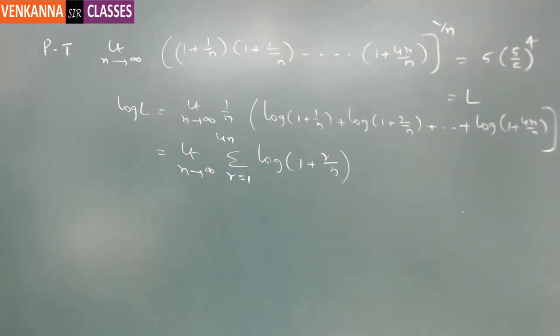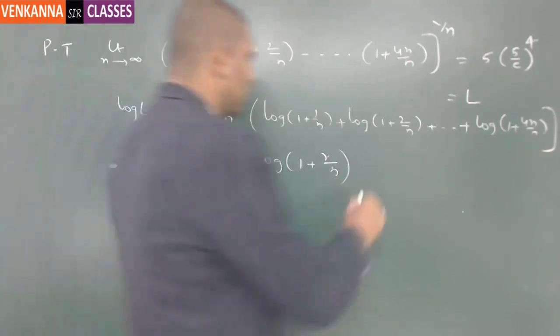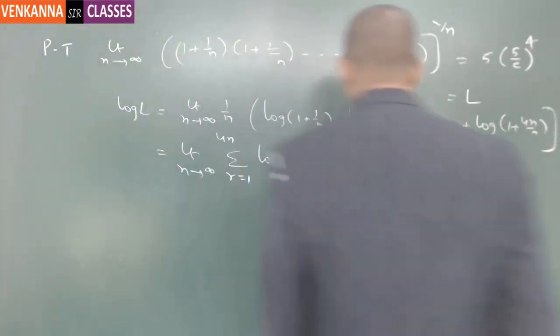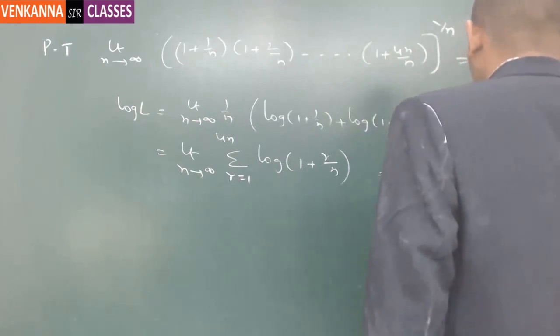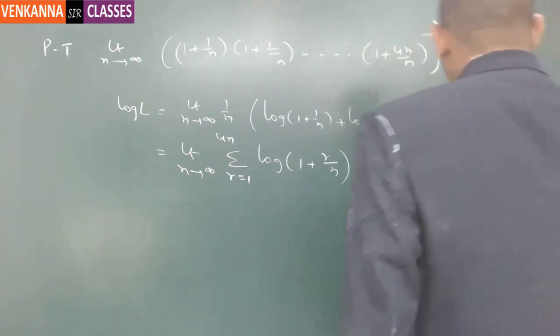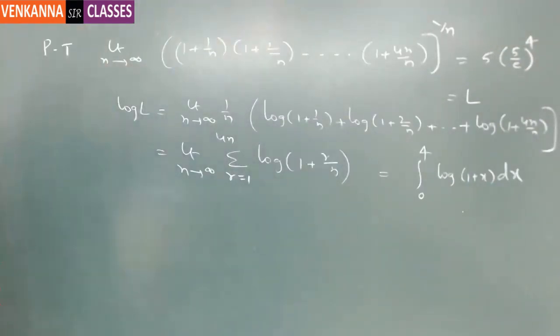So if you convert the summation part, it is equal to integral 0 to 4 log of 1 plus x dx. Because earlier we took the summation as summation r is equal to 1 to n. Here the summation is varying from 1 to 4n. So apart from integral 0 to 1, we will take integral 0 to 4 here. That was the modification here. Is it okay?